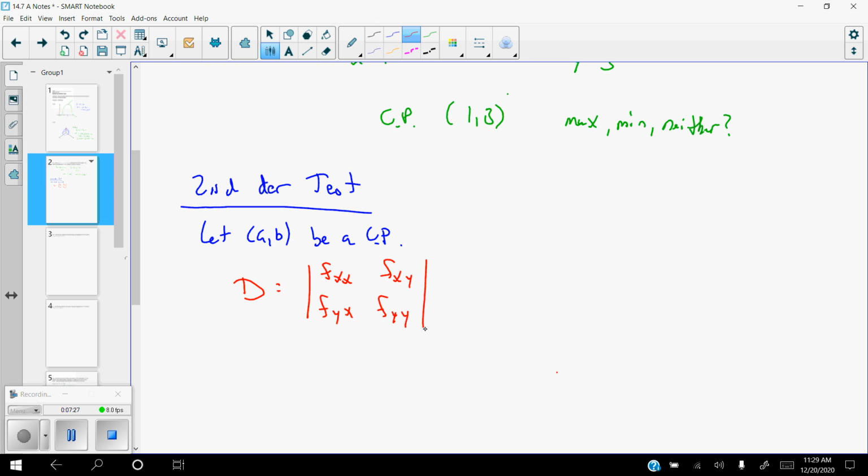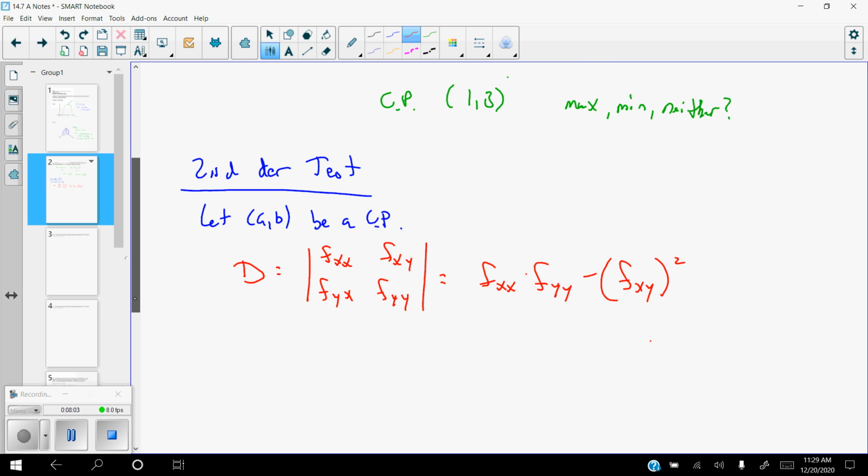And you might be looking at this and saying, well, wait a minute, isn't fxy and fyx the same thing? Yes, they are. So when we write this, if you do your determinant, it's going to be fxx times fyy minus the product of fxy, fyx, but they are the same thing. So we can write that basically as fxy or fyx, doesn't matter, squared.